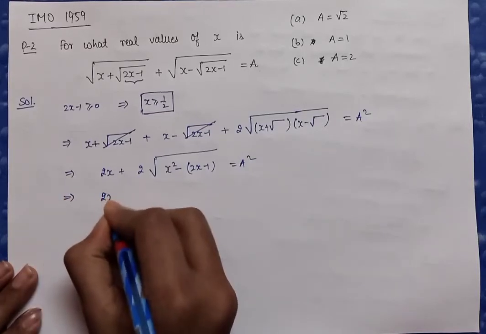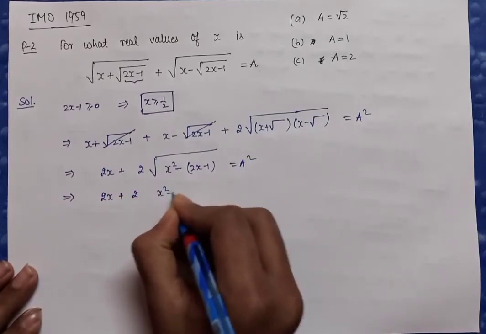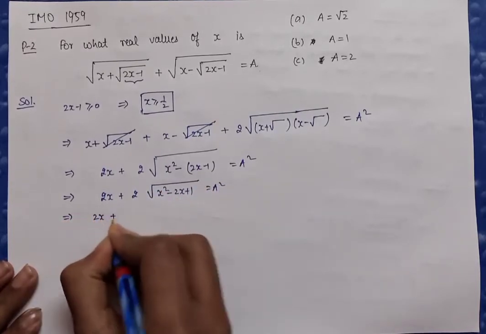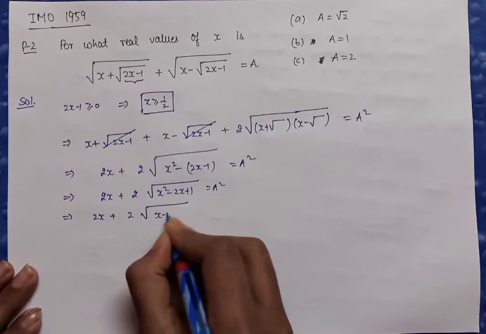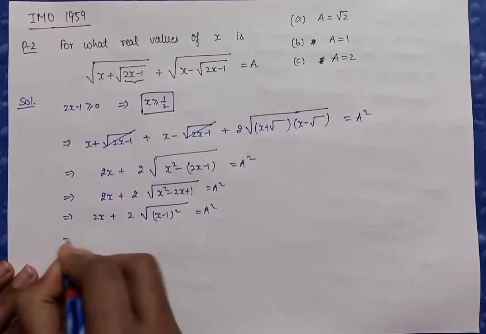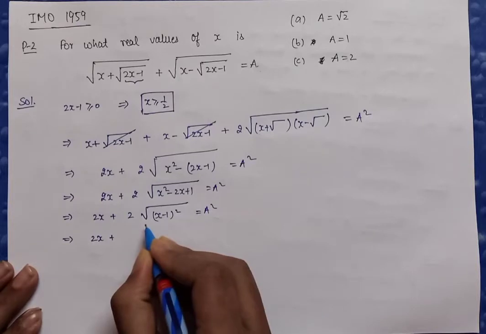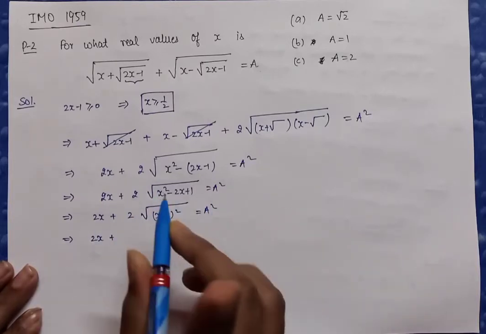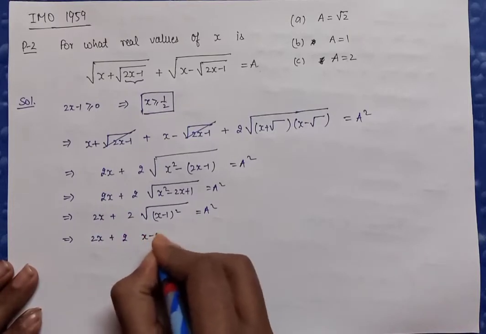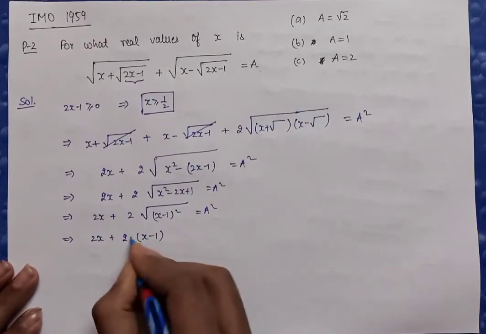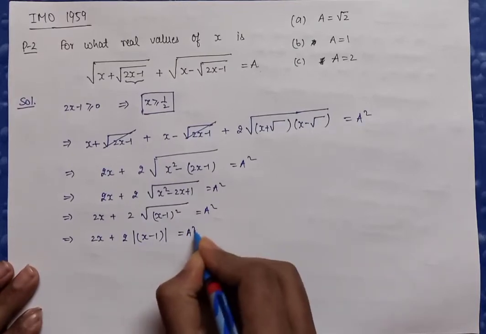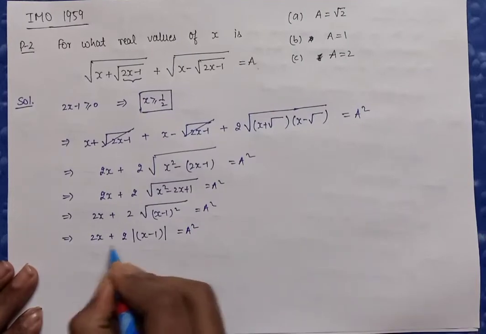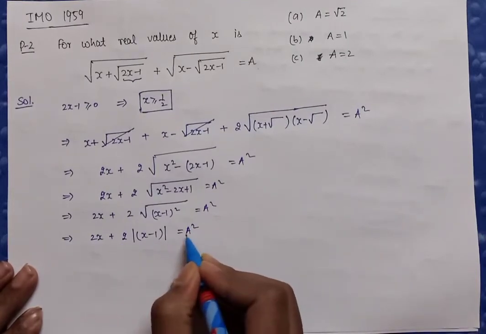Now let's solve it further. 2x plus the square root of x squared minus 2x plus 1 equals a squared. Now this is nothing but the square root of x minus 1 whole squared. One mistake students make here is to write the square root of x minus 1 whole squared directly as x minus 1, but that is absolutely wrong. We should always write it with the modulus sign. This was the key point in this question, that's why I shared this. So 2x plus mod of x minus 1 equals a squared.